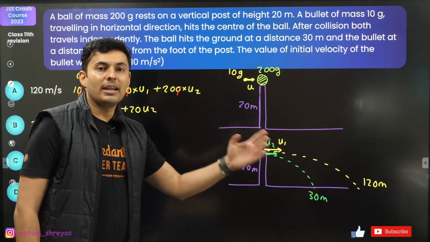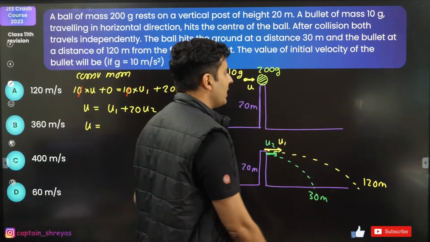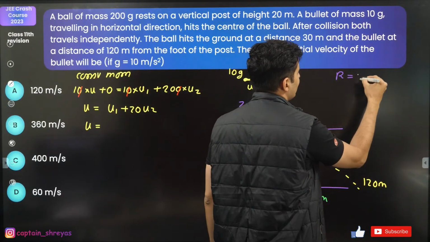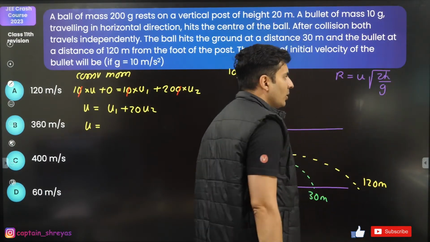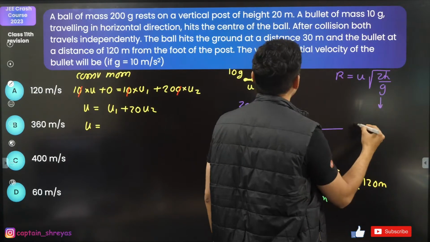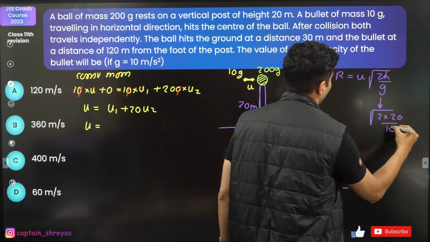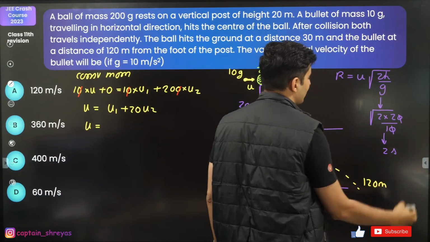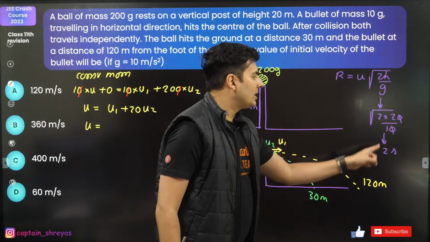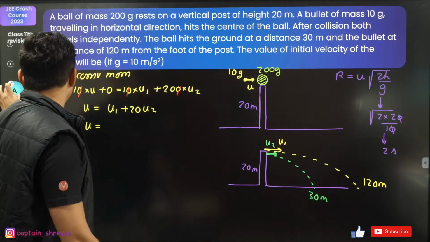Guys, I know the range formula in general for a projectile. If you know that, that is going to make your job easy. Range is horizontal speed into root of 2h by g. This root of 2h by g will be root of 2 into height 20 by 10. Zero, zero cancels. So basically root of 4, which is 2 seconds. So root of 2h by g is basically 2. From this, I can find u1 and u2 separately.